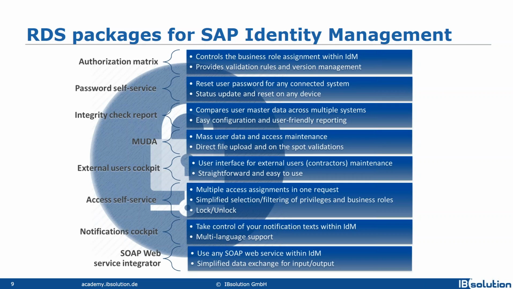The external users cockpit is a user interface for more or less handling external users and contractors, as I told you, their life cycle from hiring to termination, or maybe then rehiring them. So this is more or less like an external HR for IDM. The access self-service is also something very interesting. It's the concept which we think is the right one for handling self-service requests in identity management, and we're going to talk about it also in a second.